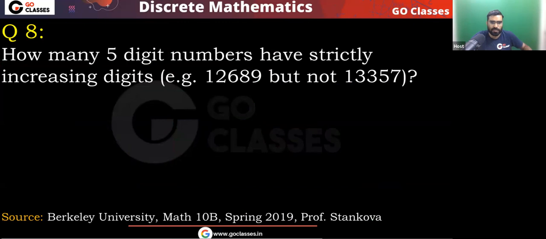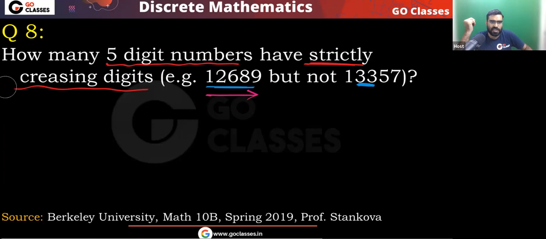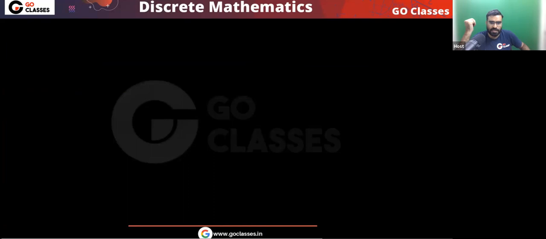Tell me this question, question number 8. How many 5-digit numbers have strictly increasing digits? Strictly increasing digits, so this should happen, this should not happen. Here you don't have strictly increasing. A very nice variation I will also ask you, but before that, you tell me the answer for this. Increasing, and I also want to ask you this variation, decreasing. Two variations: increasing and decreasing.